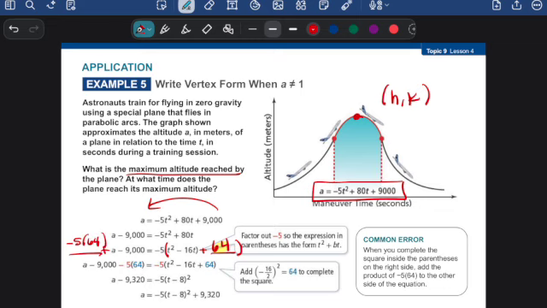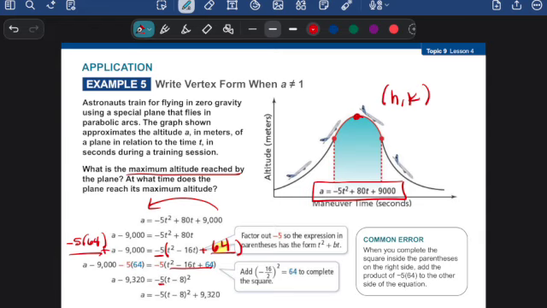Because we're completing the square inside the parentheses, we still have this greatest common factor outside. Then we can factor our trinomial inside the parentheses, so it's going to be t minus 8 squared. Don't forget to keep that greatest common factor outside. Don't lose the -5. And then we get -9,000 minus 5 times 64 gives us -9,320.